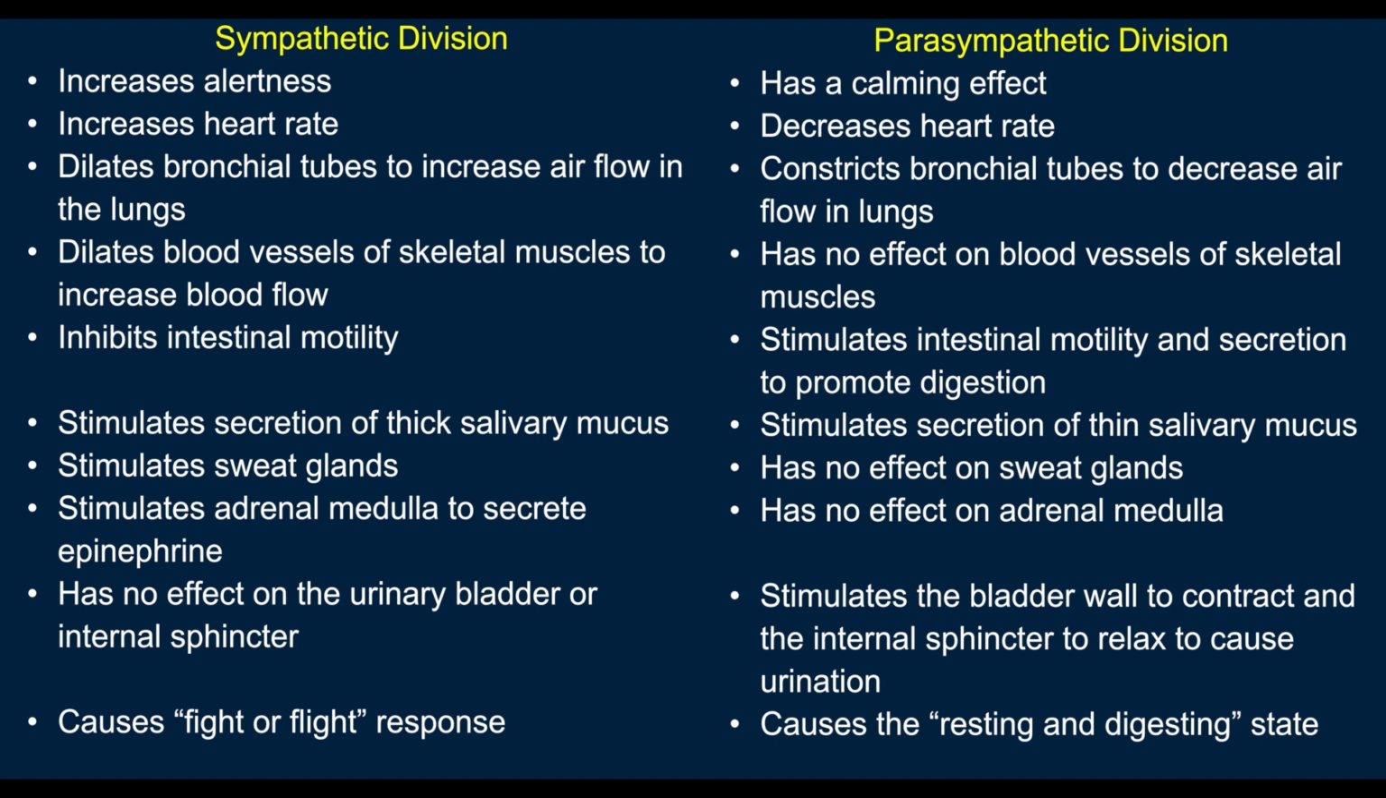Parasympathetic division has a calming effect, decreases heart rate. It constricts bronchial tubes to decrease airflow in lungs, has no effect on blood vessels of skeletal muscles like sympathetic division. It stimulates intestinal motility and secretion to promote digestion. It stimulates secretion of thin salivary mucus. Parasympathetic division has no effect on sweat glands and adrenal medulla like sympathetic nervous system. Parasympathetic nervous system stimulates the bladder wall to contract, the internal sphincter to relax, to cause urination. It causes rest and digest state.